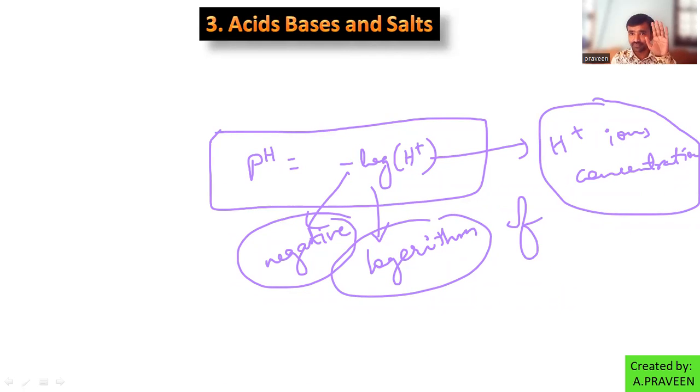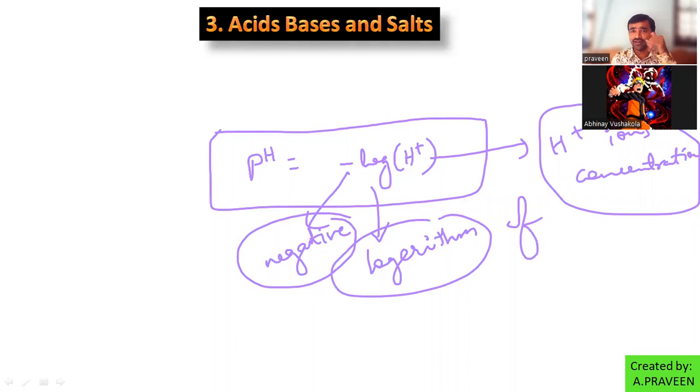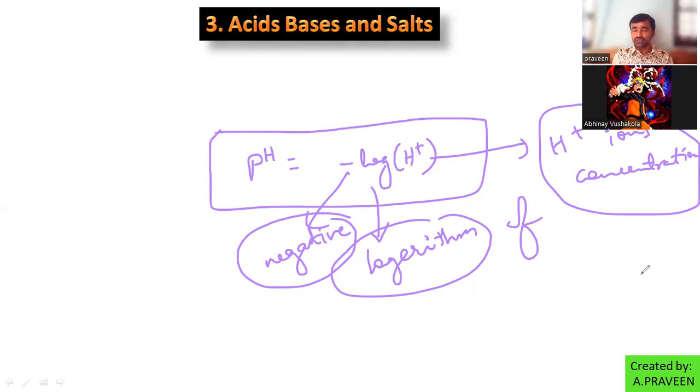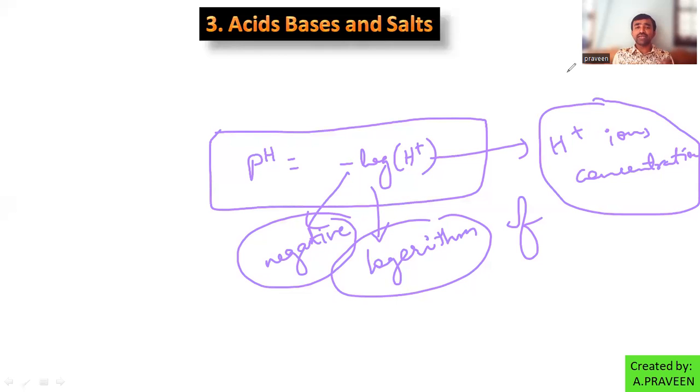Is it clear? I am just reading the formula and converting it into a sentence. So the negative logarithm of H plus ions concentration is given as the pH scale. If you are asked what is the pH scale, the negative logarithm of H plus ions concentration is called the pH scale. That you can write. How simple is the definition? Just based on the formula, pH equal to minus log of H plus. So this is the definition of pH scale.